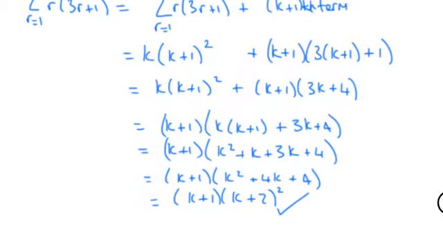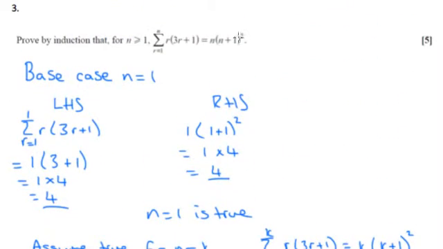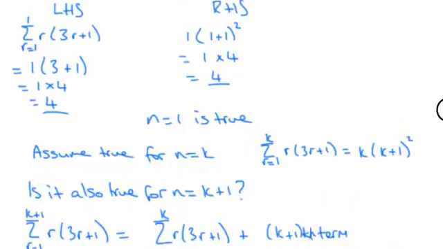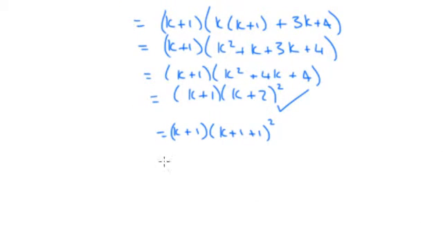That will be the sum of the first k plus 1 terms if this is true. Because if we were going up to k plus 1, and this was true, we'd end up with k plus 1, because n is equal to k plus 1, times k plus 1 plus 1. So that's what we've got. We've got k plus 1 times k plus 1 plus 1. So it is true for k plus 1 if it's true for n equals k.